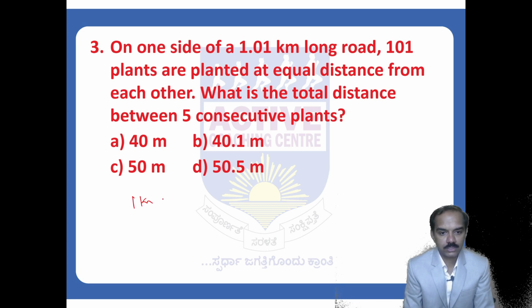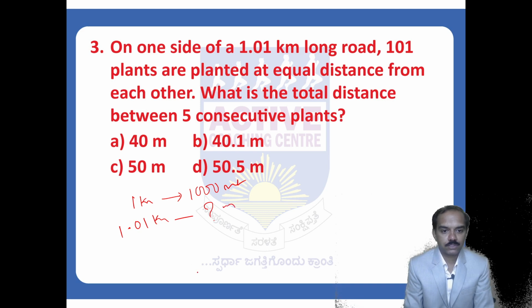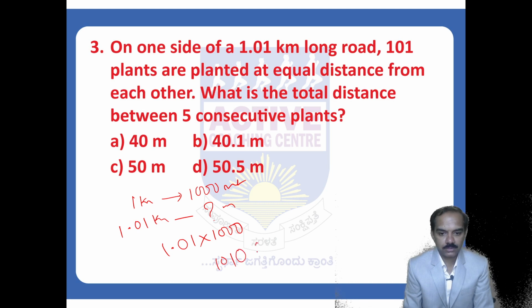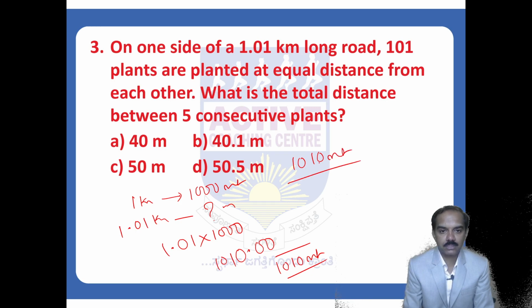1 kilo stands for 1000. 1 kilometer means 1000 meter. 1.01 kilometer means how many meters? First one always in denominator, rest in the numerator. So 101 ones are 101. In all, we have got 3 zeros. After decimal point, 2 digits, meaning 1010 meter. We have the total distance 1010 meters, and we have got in all 101 plants. So it comes out to be 10 meters.